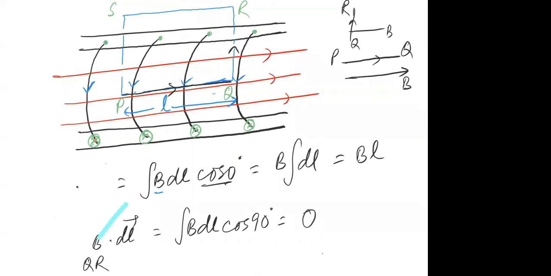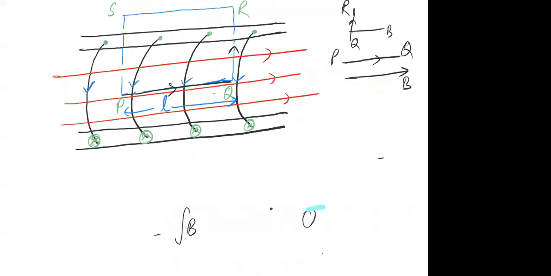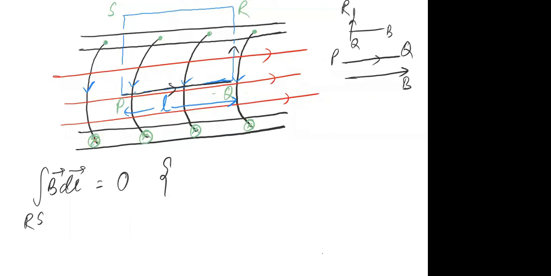Moving on to the next segment. The segment RS is outside the solenoid. Please check B dot dl for RS. RS is lying outside the solenoid. Can you tell me what is the value of the magnetic field outside the solenoid? What did I tell you about the magnetic field outside the solenoid? Will it be 0 or not? Very good. It will be 0, right? Since the magnetic field outside is equal to 0, hence the integral becomes 0.